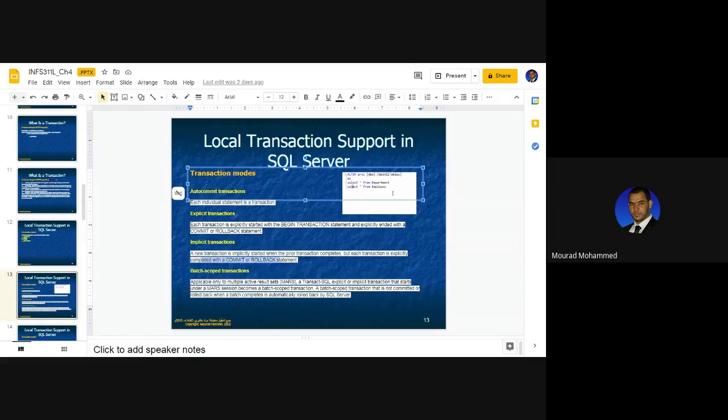Commitment here, when we say commitment, we mean either commit or rollback. Even the rollback is a commitment, because we are making the system save the changes, commit, or cancel the changes, rollback.